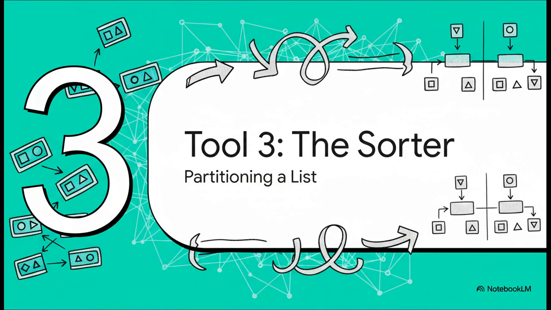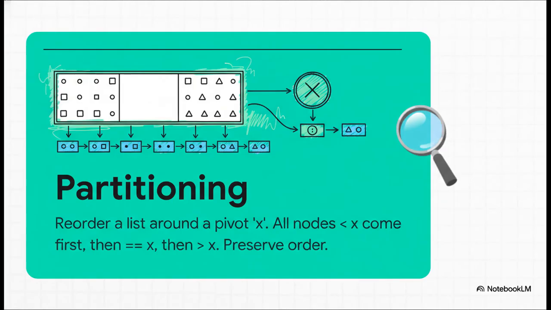This is a tool that might seem simple on its own, but it's actually the fundamental building block for one of the most famous sorting algorithms in all of computer science. Let's add the sorter to our growing toolbox. The main job of this tool is to partition a list. We pick a pivot value, let's call it x. The goal is to completely rearrange the list so that all the nodes with values less than x come first, then all the nodes that are equal to x, and finally all the nodes that are greater than x.